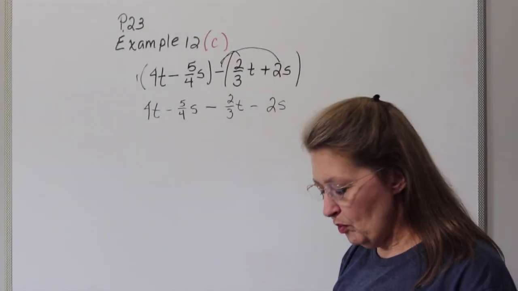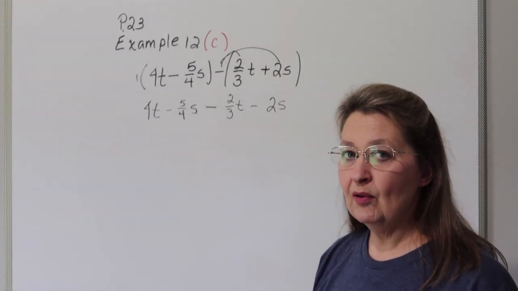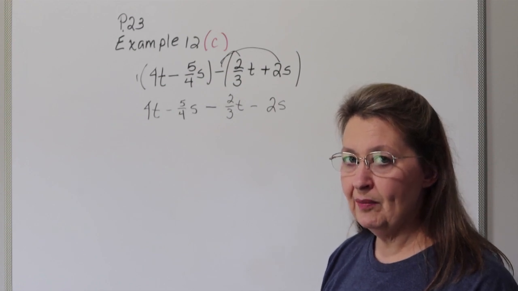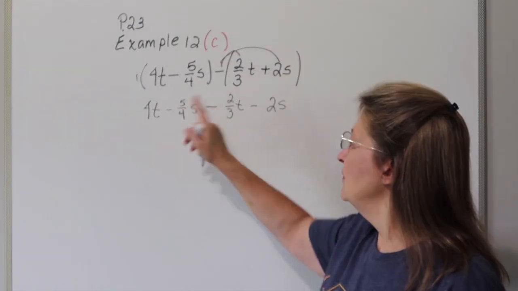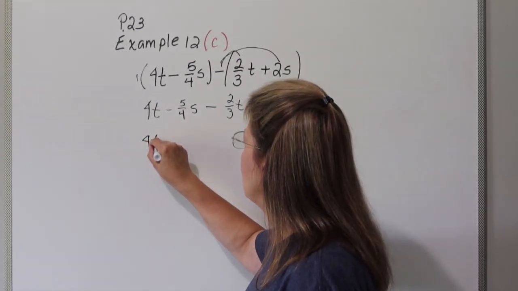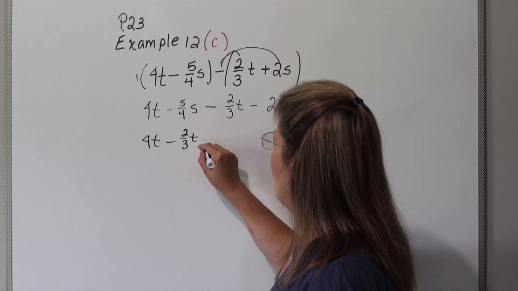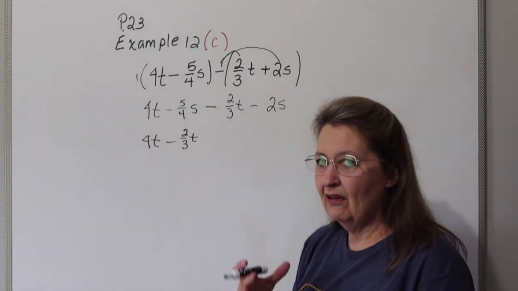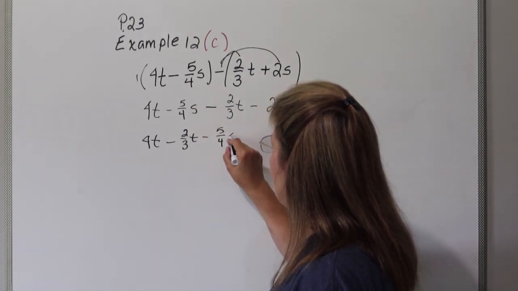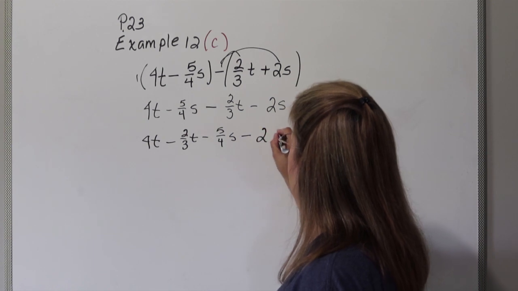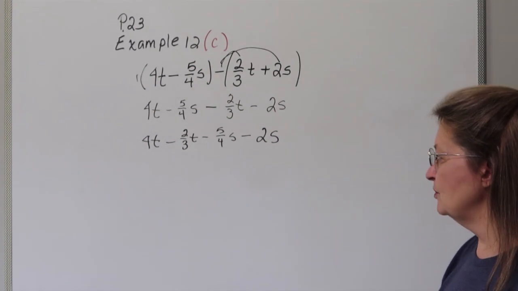I'm going to use my commutative property to move my numbers around and get my similar terms together, remembering a sign belongs to the number that's right behind it. So when I move this 5/4, that minus sign has to go with it. So now I'm going to have 4t. I'm going to bring the minus 2/3 t over here. And like I said, you're probably not going to write this step down. A lot of this you just do in your head. So minus, let me go back and get the 5/4 s, and then minus 2s. All I did on this step is rearrange it so that my similar terms are together.